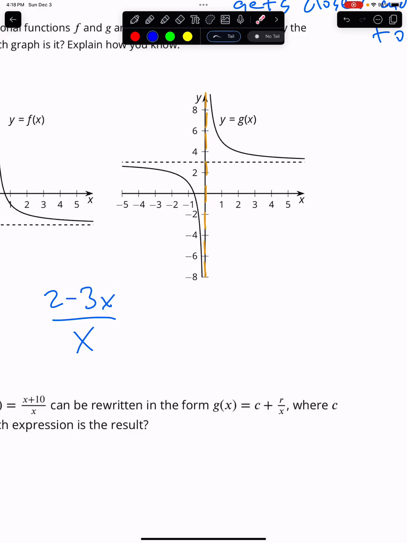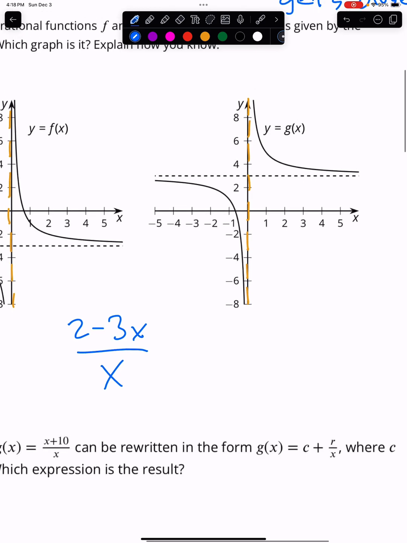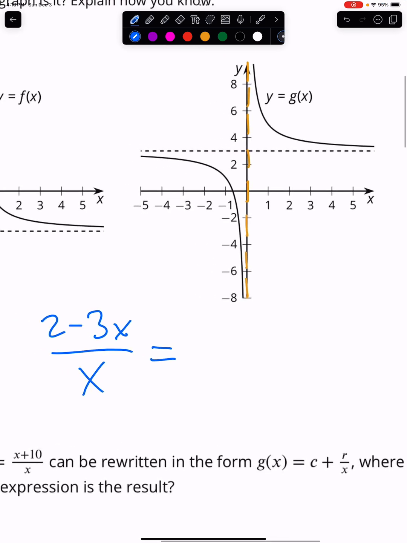So let's simplify this. It's kind of an improper fraction here. We could simplify it. 3x divided by x is 3. We have to be really careful. Notice it's negative. Don't forget that it's a minus 3x. So we're getting closer and closer to negative 3 as x gets larger and larger.